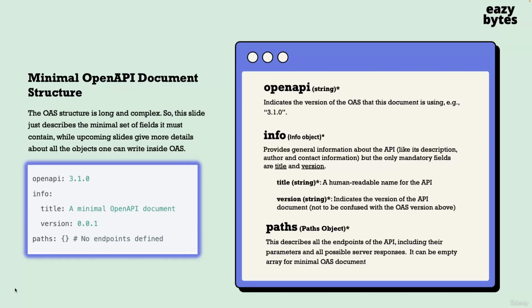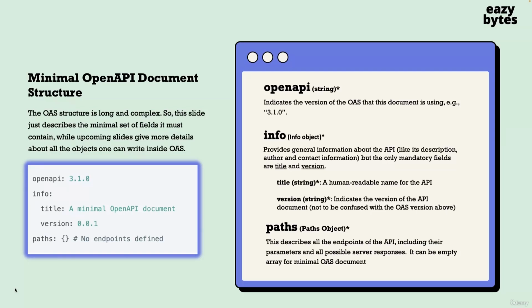After that openapi root element, you will have an info object. Inside the info object, title and version are the mandatory fields. Though there are many other elements that you can write inside info, at a high level, if you want to get started with the minimum structure, at least you have to define the title and version inside the info object. And the other mandatory element, just like openapi and info, is the paths element.